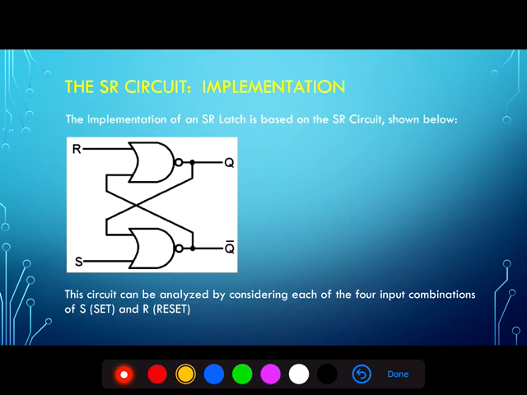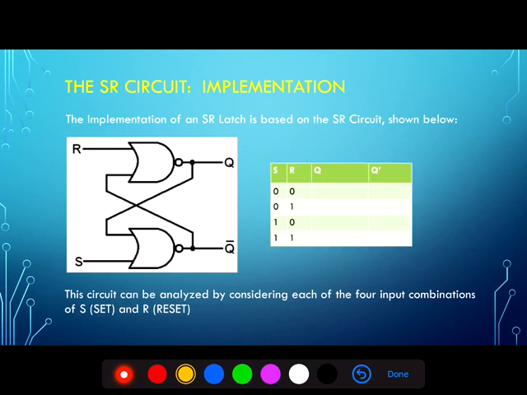To better understand how this truth table came to be, let's take a look at the implementation of an SR latch that begins with the basic set-reset circuit shown here. Now to analyze this circuit, we'll analyze every possible combination of the inputs. And since there are only two inputs, R and S, or reset and set, we'll only have four possible combinations, and we'll just analyze those one at a time.